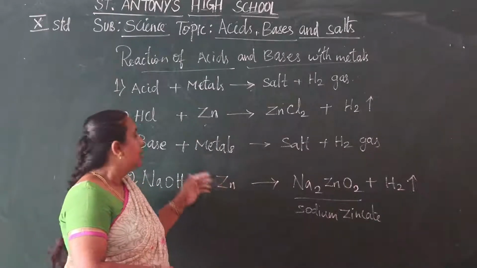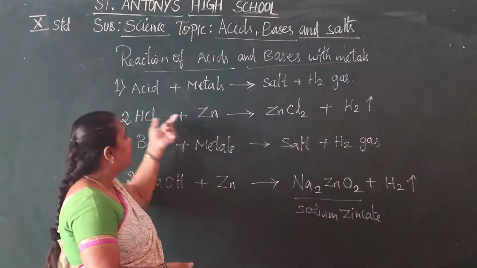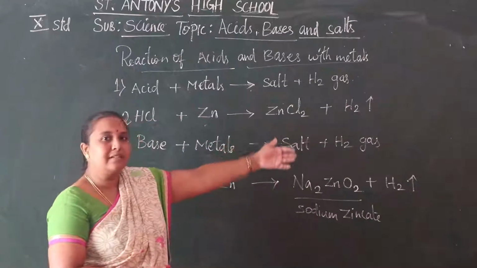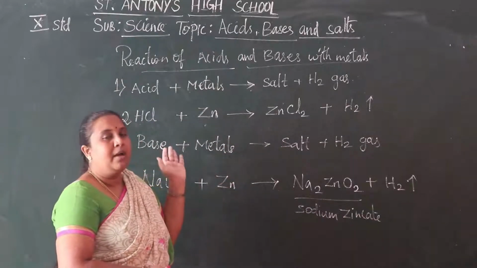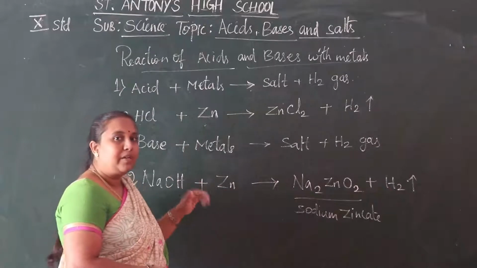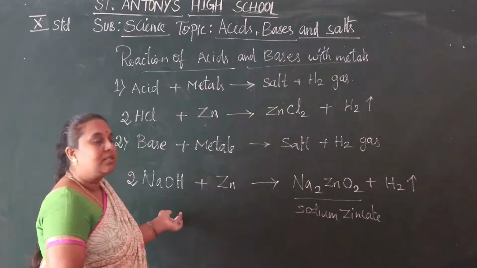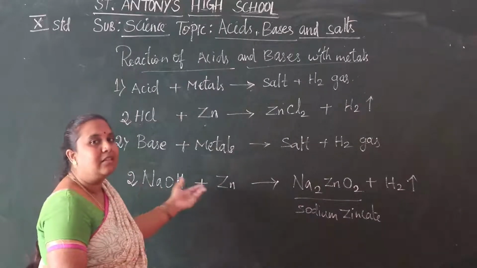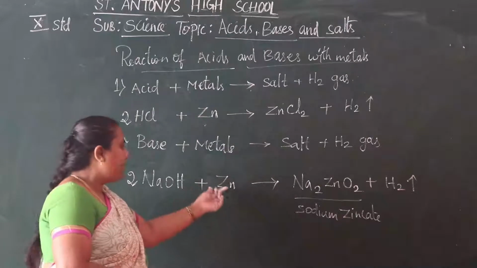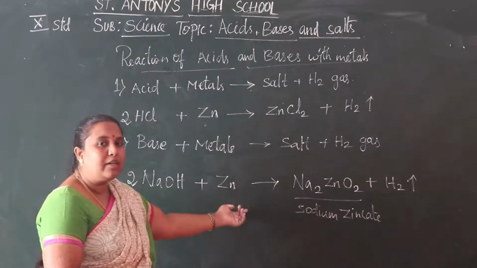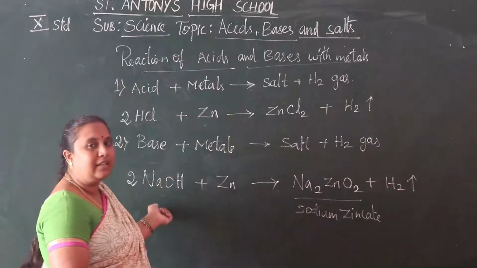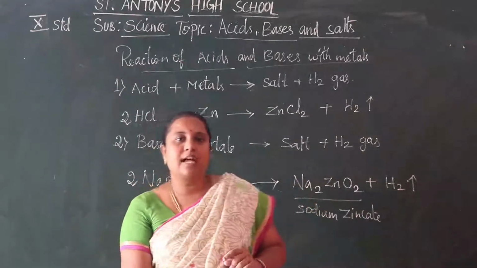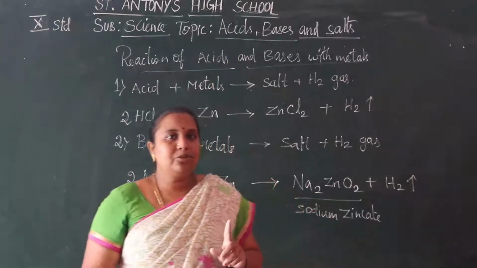Understood, children? All the acids react with metals and give salt plus hydrogen gas evolved. But for the metals present in bases, if we take a metal less reactive than the metal present in the base, the reaction doesn't take place. If we take a metal more reactive than the metal present in the base, the reaction takes place and gives salt plus hydrogen gas evolved. Understood, children?